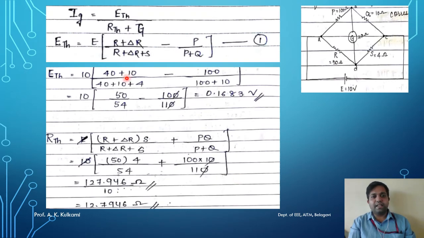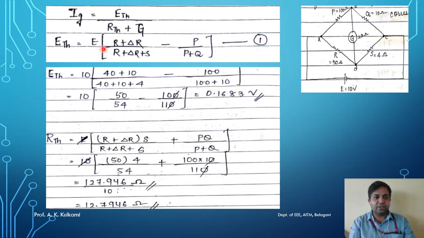Okay, so after that, as we already found out how to calculate the current through the galvanometer in our previous sessions, we are going to utilize the necessary equation over there. Here, the current flowing through the galvanometer is given by Ig equal to ETH divided by RTH plus G. So ETH is nothing but what? The voltage across the galvanometer, that is Thevenin's voltage, is given by this formula.